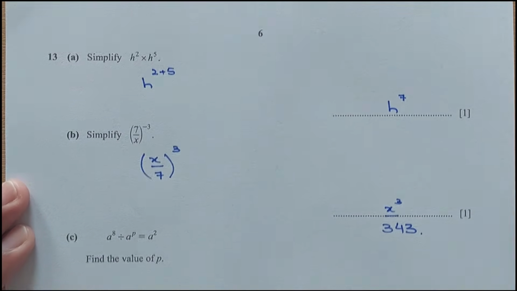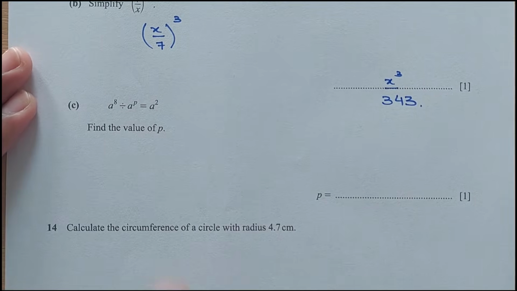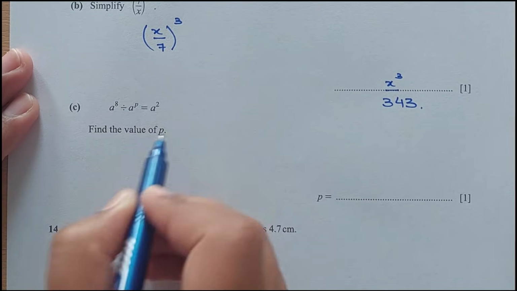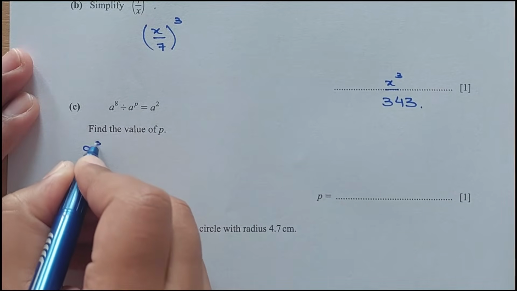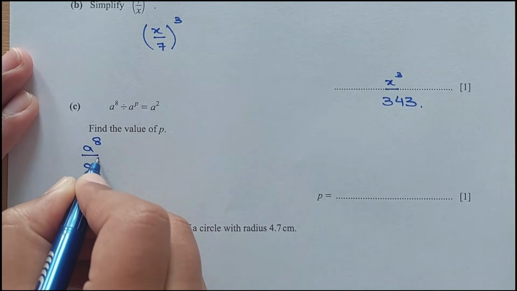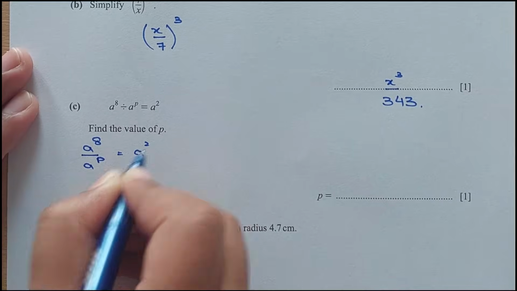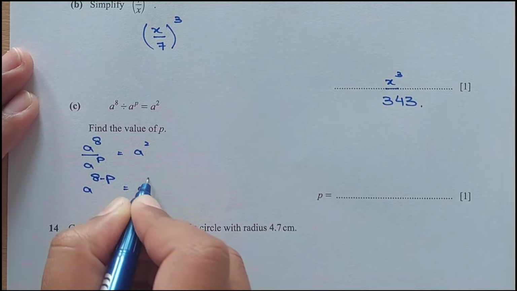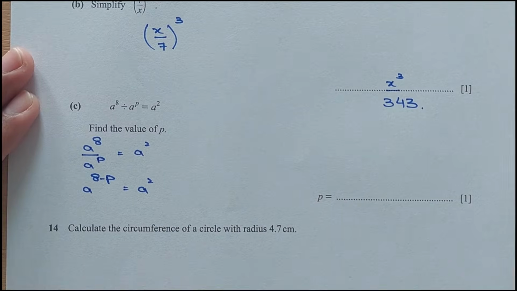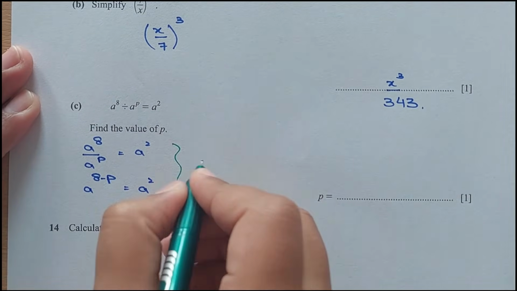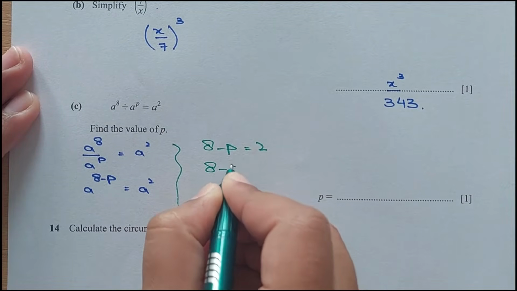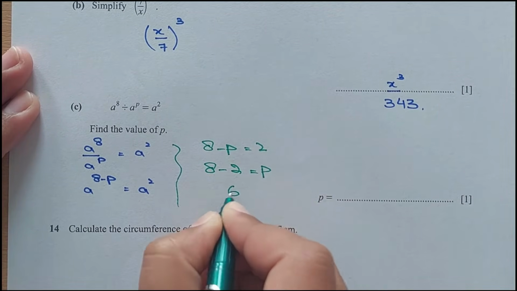Right. Now for part C, we have a to the power 8 divided by a to the power p equals a square. Find the value for p. So a to the power 8 minus p equals a square. Now the bases are the same, so we can easily compare the powers. So 8 minus p equals 2, and 8 minus 2 equals p. So 6 equals p.